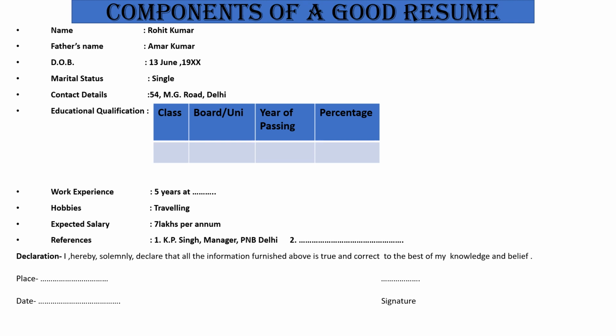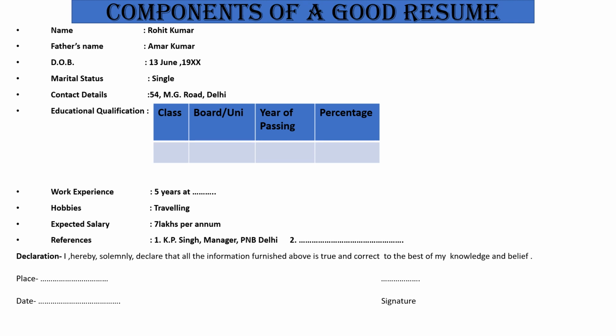Resume has to be drafted in a separate page, in a new fresh page, and the components of a good resume should include name, father's name, date of birth, marital status, contact details, educational qualification. You need to write minimum three. Work experience, if any. If not, then you can drop this. Hobbies, you can write or you can drop also, but this is a must.